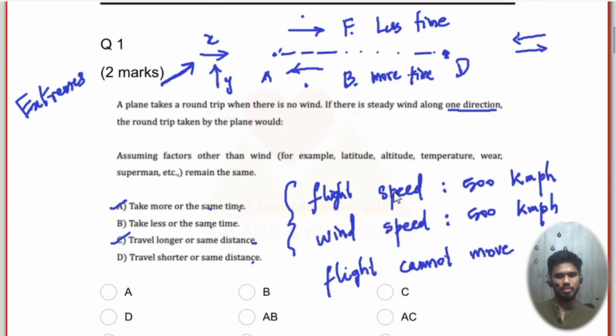See, the engine is capable of taking the flight at a speed of 500 km per hour when there is no wind. So the flight will be moving at this speed with respect to the ground. When there is wind, the forward trip flight will have 1000 km per hour. The reverse trip flight will have 0 km per hour speed with respect to ground. 1000 and 0 km per hour. Travel longer.